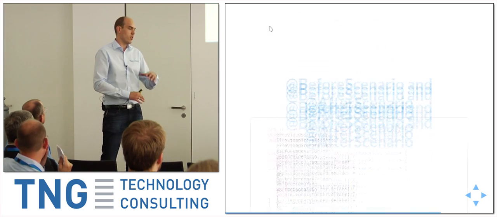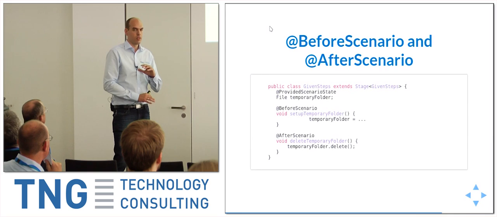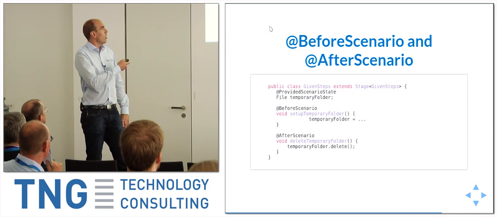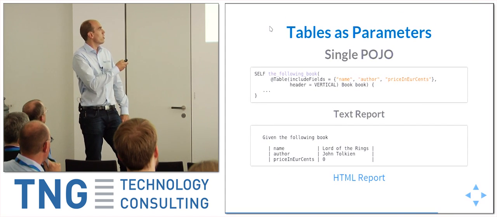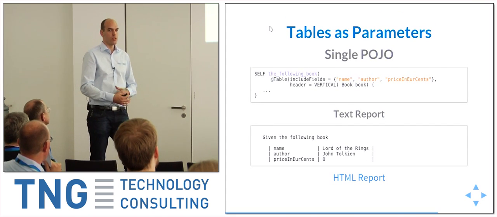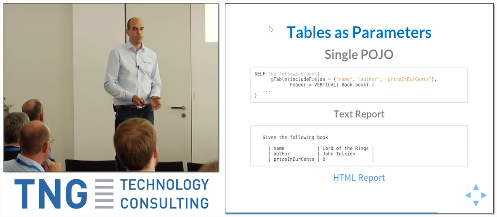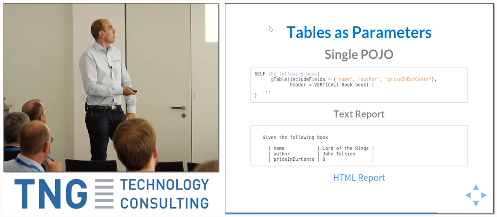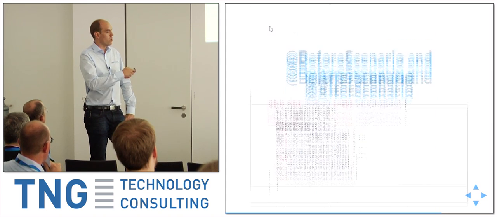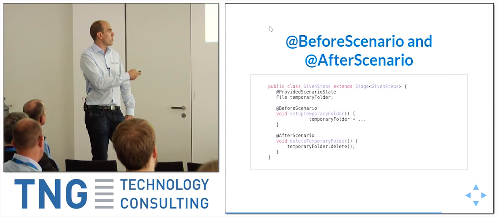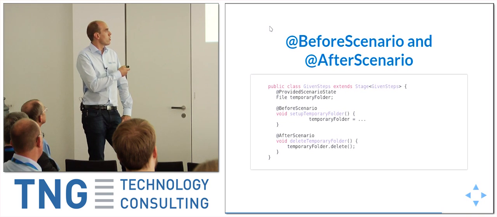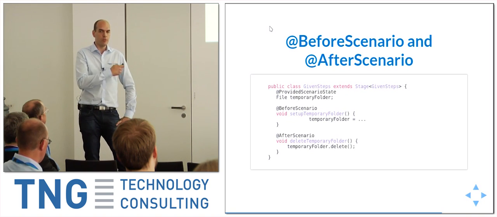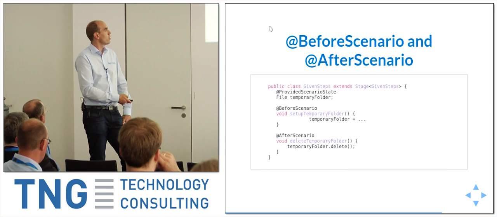You can, in your stage classes, have lifecycle methods. For example, you want to have something that happens before every scenario, like creating a temporary folder or something like that. Something which you know from JUnit already, you can also use in your stage classes. So this would ensure that this method will be executed before the scenario and this method will be executed after the scenario. You can also have something like JUnit rules called scenario rules, which do the same essentially, but encapsulated in a class.